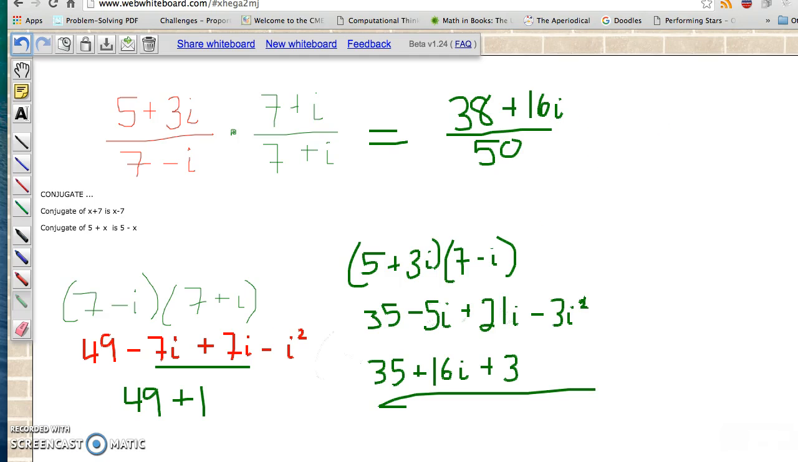You get 38/50ths i, which simplifies to over, oh, hang on.